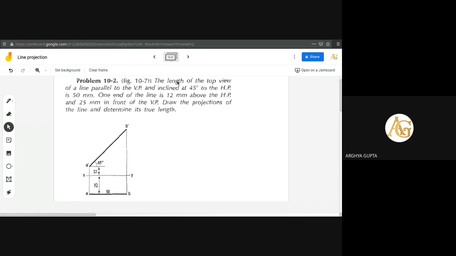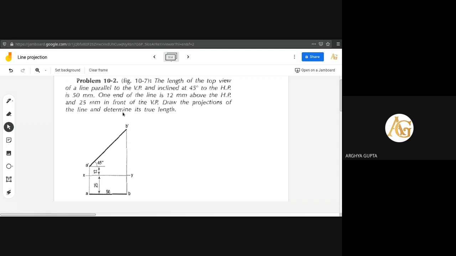Now see, it is given that the length of the top view of a line parallel to the VP inclined at 45 degree is 50 mm. So we need to draw a horizontal line of 50 mm length. Hence the B point is found. Now A dash has already been obtained. Now you have to draw a vertical line from the B, up to which point I don't know yet.